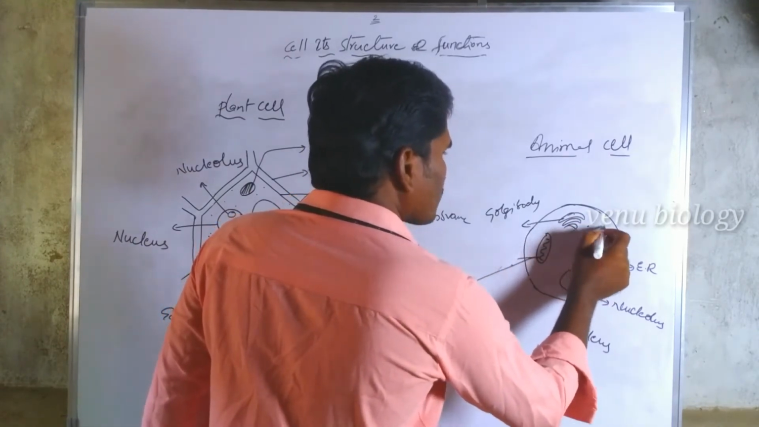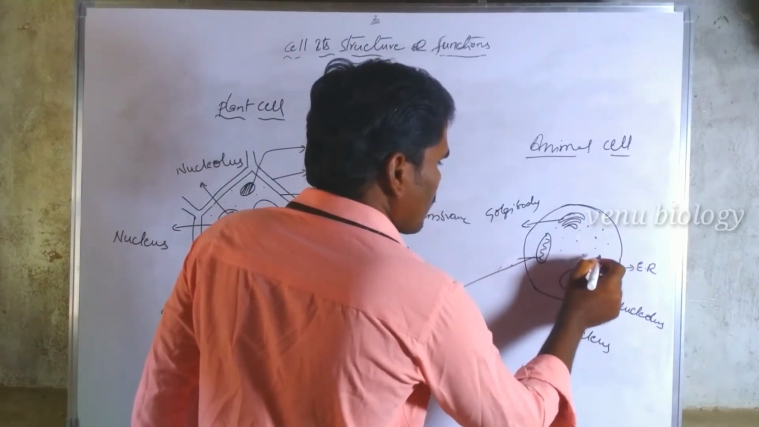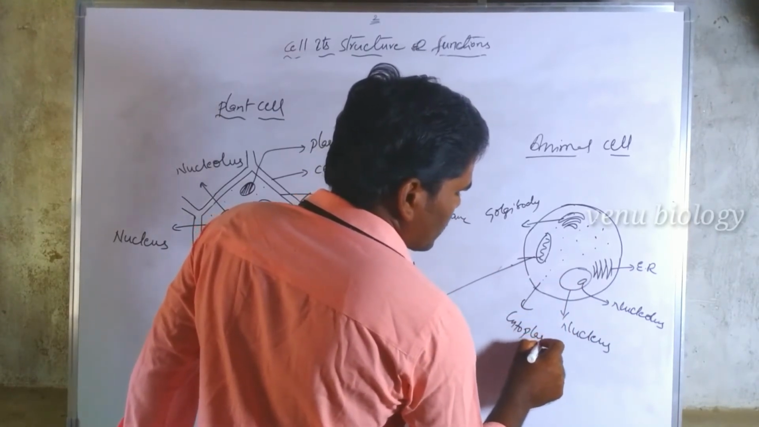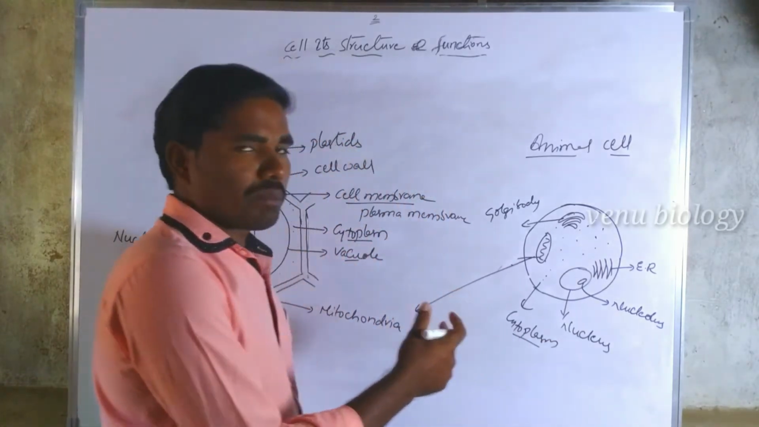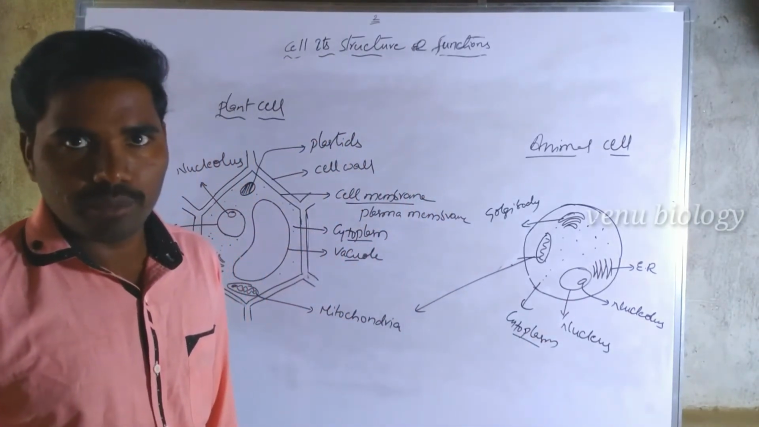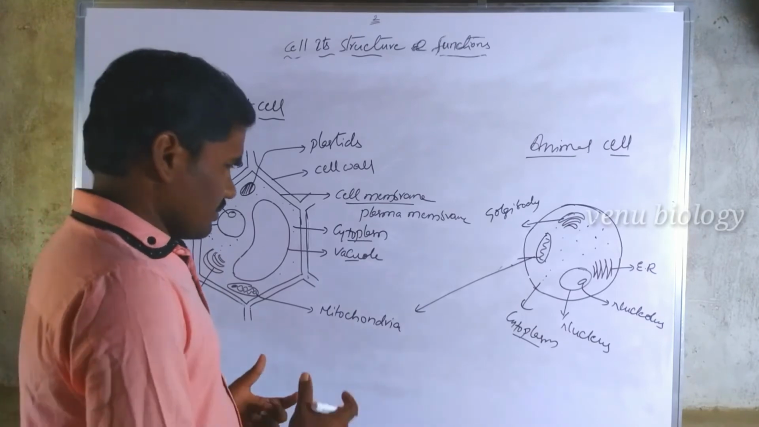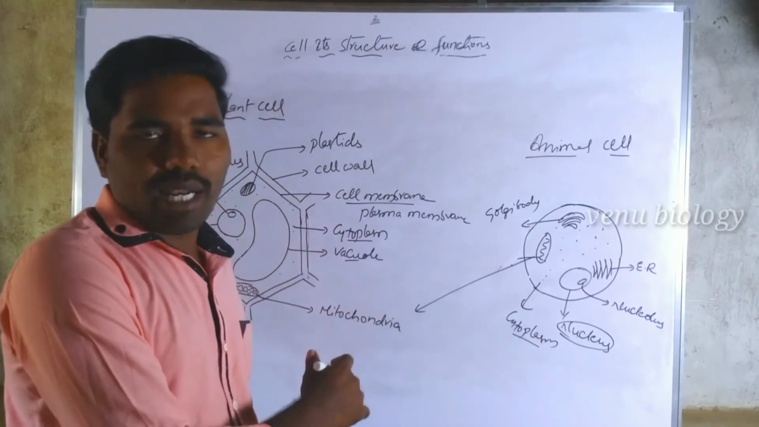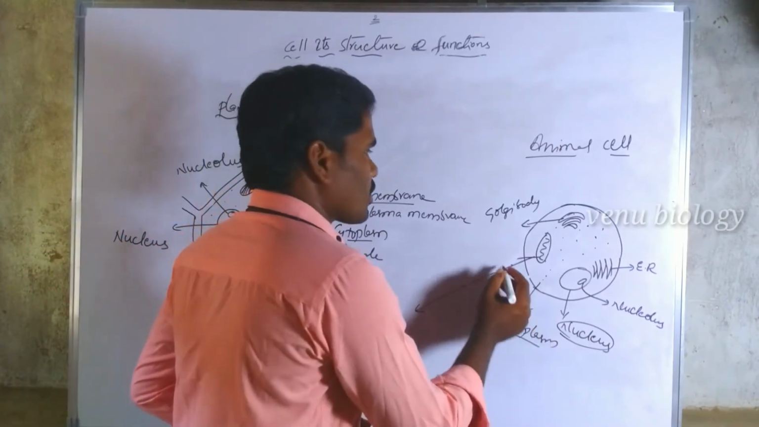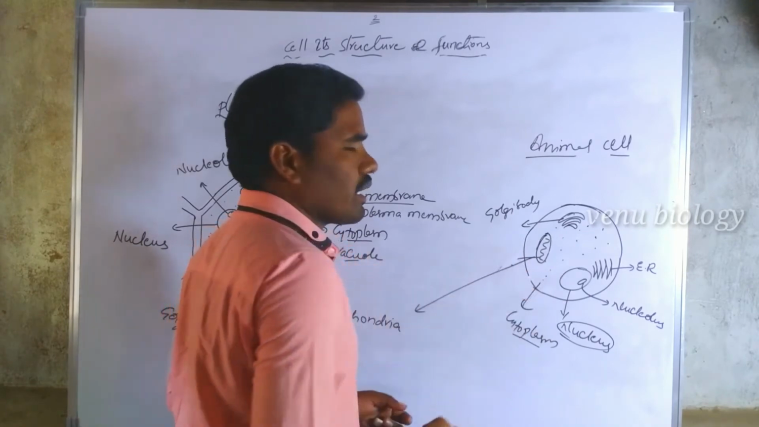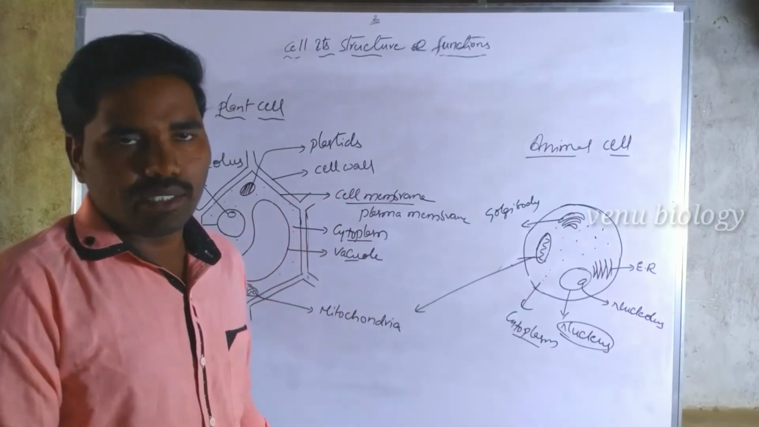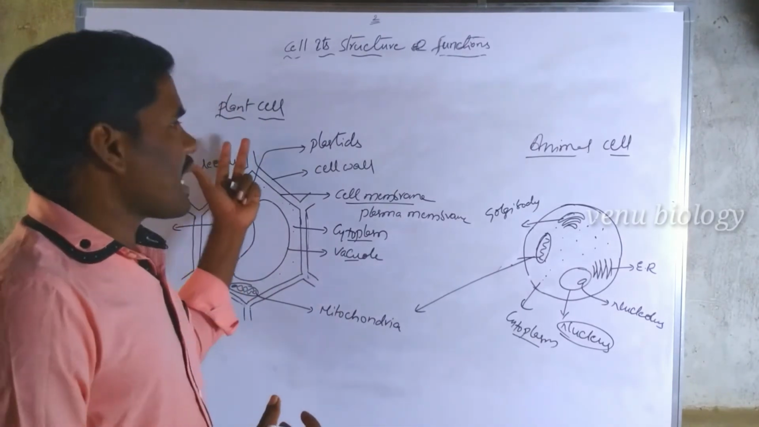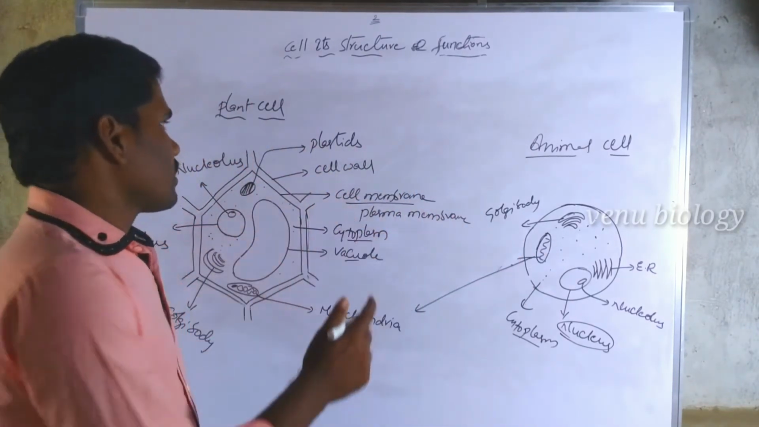Here the animal cells also have the fluid-like substance. This is cytoplasm. Cytoplasm is also found in both plant cell and animal cell. Okay, here the similarities are the nucleus. Nucleus is found in both plant cell and animal cell. The mitochondria also. Here the mitochondria is also found in both plant cell and animal cells. Golgi bodies also. Okay, the main difference between the plant cell and the animal cell is the plastids.